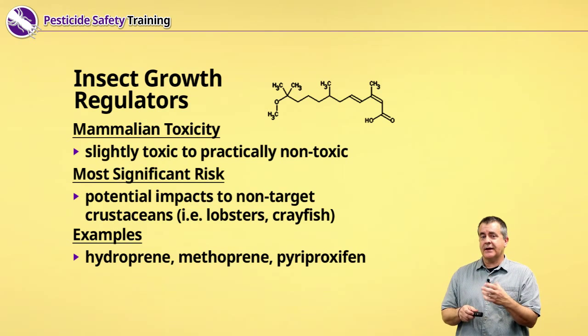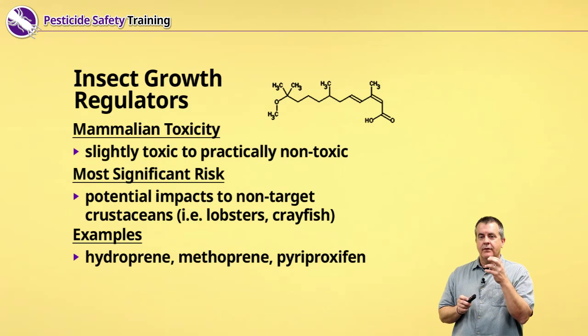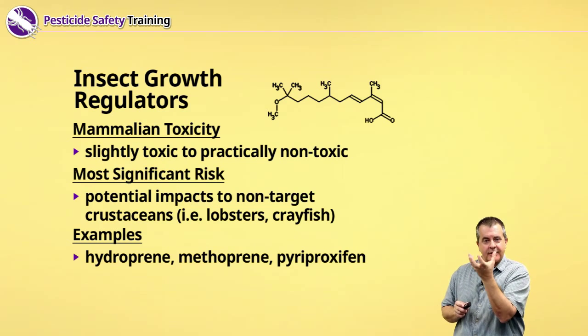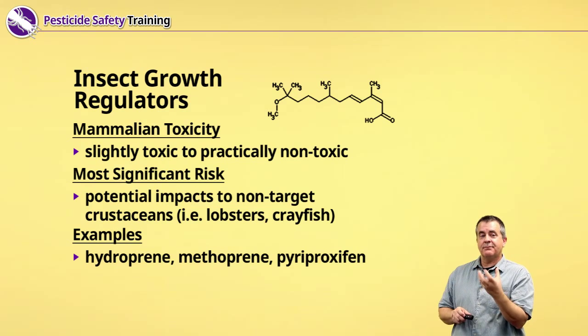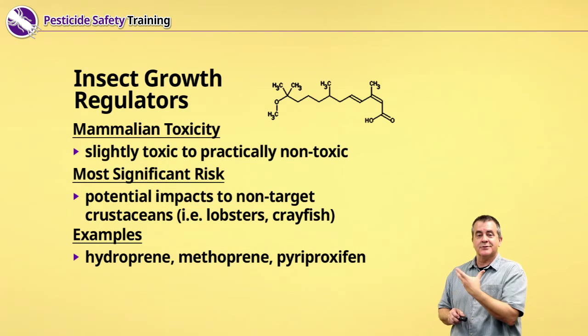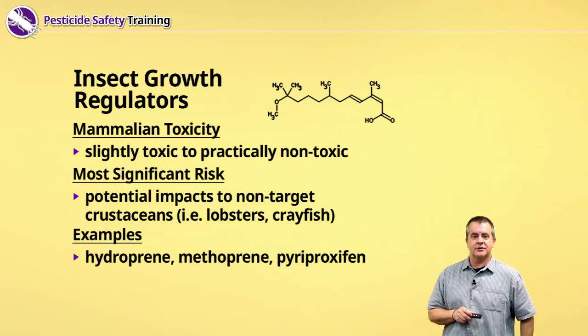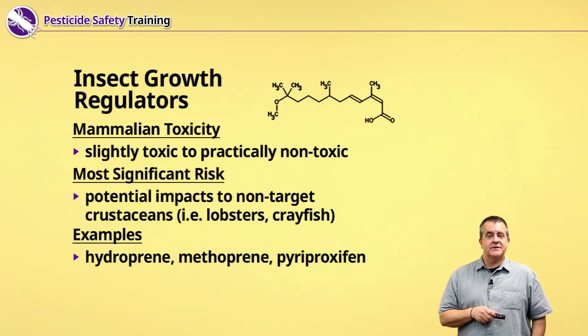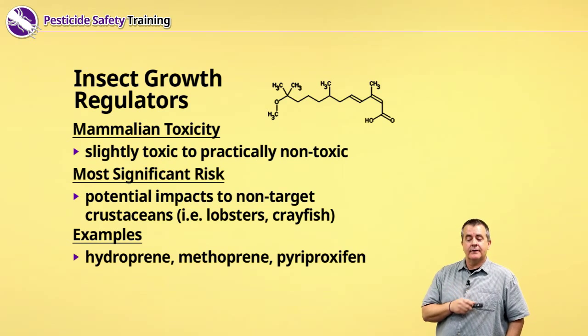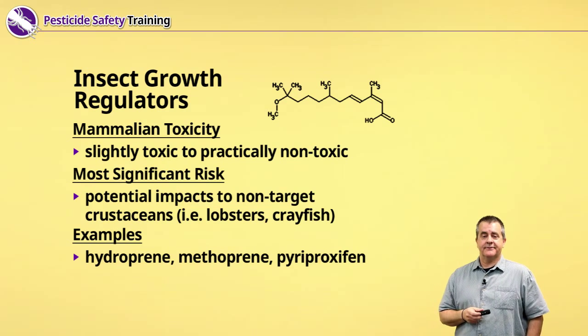And this also goes back to our formula, hazard equals toxicity times exposure. While the insect growth regulator, chitin inhibitor chemical, might have the toxicity enough to cause damage to lobsters or crayfish, there has to be exposure. So if you can keep those chemicals out of water that has lobsters or crayfish in them, there's not going to be an issue. Hazard equals toxicity times exposure. Some examples of insect growth regulators are hydroprene, methoprene, and pyriproxyfen.